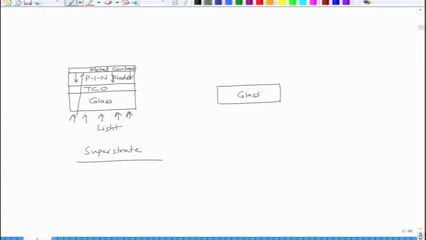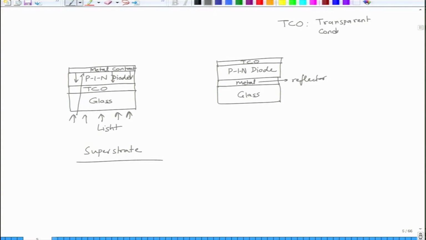glass, on top of this you have a metal which is a reflector, then we have a pin diode, and then we have a TCO. TCO is transparent conducting oxide, and in this case the light comes from this side, and this is called the substrate configuration, the typical configuration that we have in solar cells, in the silicon solar cells and gallium arsenide solar cells.